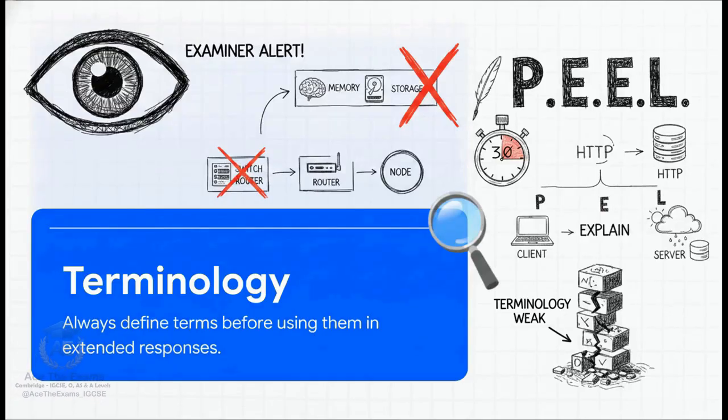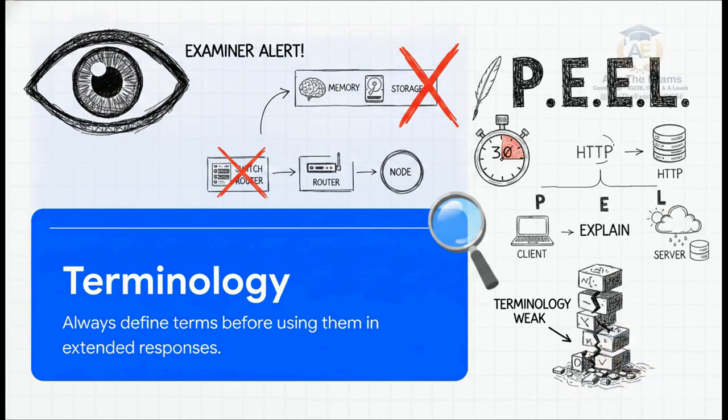Examiner alert. The principal examiner reports reveal that candidates consistently and disastrously confuse key terminology. You absolutely cannot use words like memory and storage interchangeably when discussing server architecture. You cannot confuse a switch with a router or a client with a general node without losing clarity and marks. You must clearly define terms before using them in your extended responses.